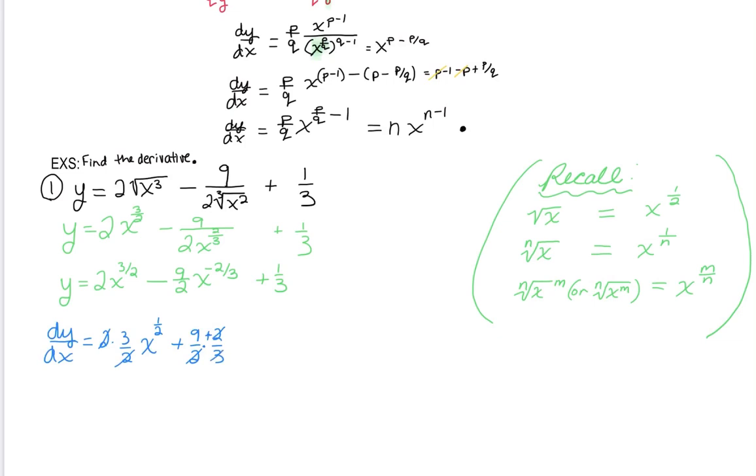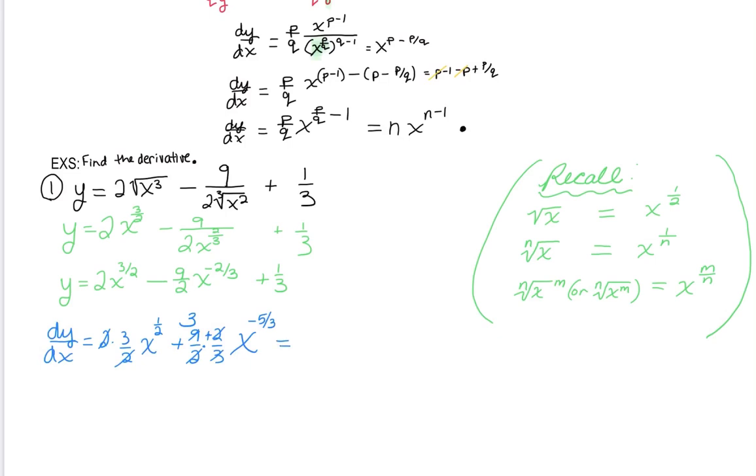Yes, you're going to be able to do all sorts of reducing. Hopefully you can do some of that in your head. And then x to the negative 2/3 minus 1. So negative 2/3 minus 3/3 would be negative 5/3. And then the derivative of a constant goes to 0.